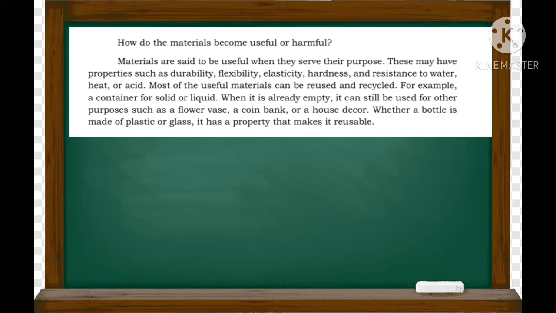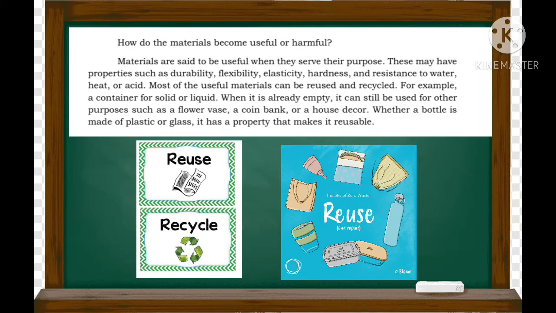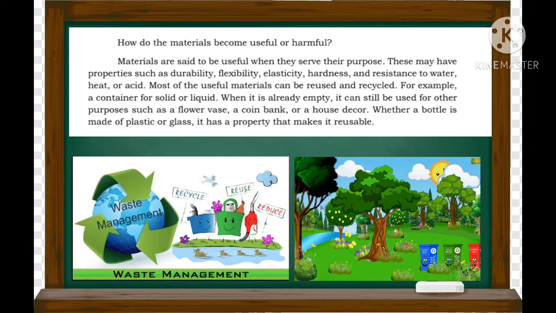For example, a container for solid or liquid, when it's already empty, can still be used for other purposes such as a flower vase, a coin bank, or house decor. Whether a bottle is made of plastic or glass, it has a property that makes it reusable. Ang mga useful materials ay ang mga bagay na ating naire-recycle pa o nare-reuse sa halip na ating itapon. Ang mga materials na ito ay nagiging mas kapaki-pakinabang sa atin. Naiiwasan pa ang mga polusyon at kalat sa ating kapaligiran.